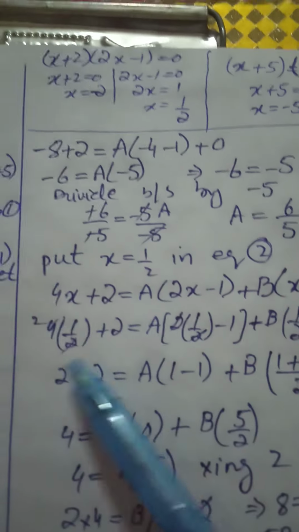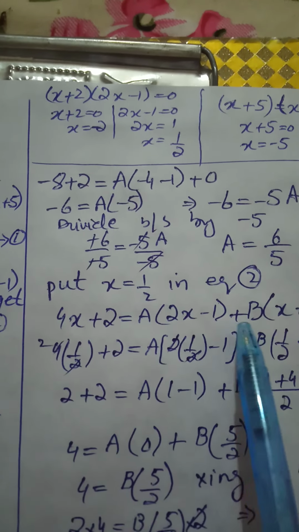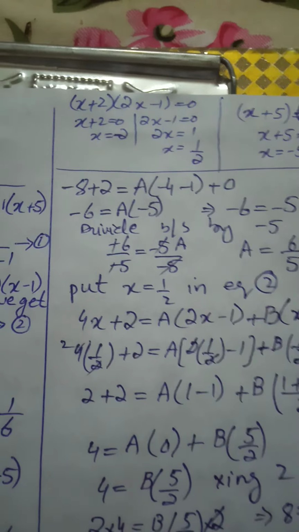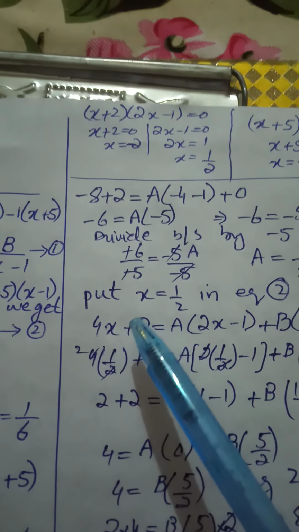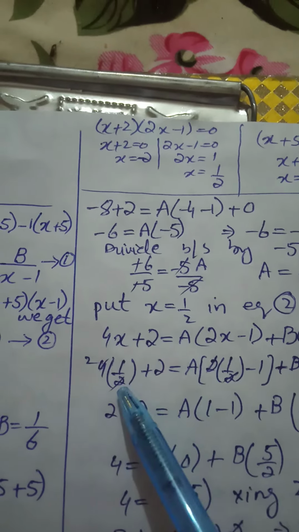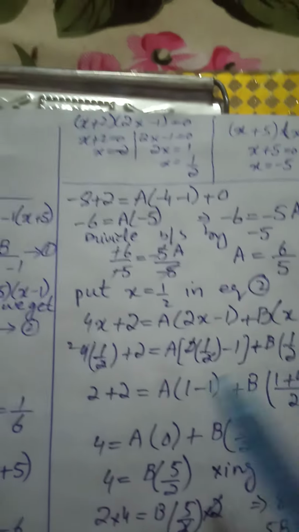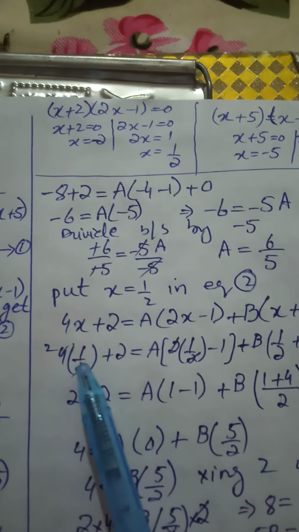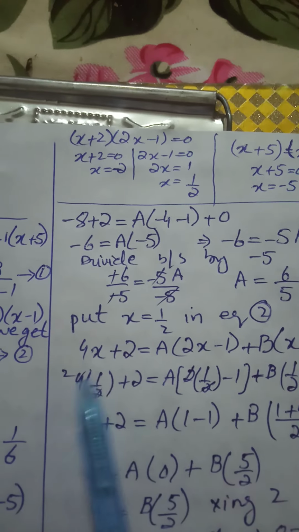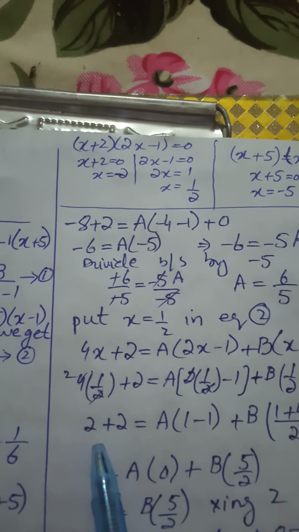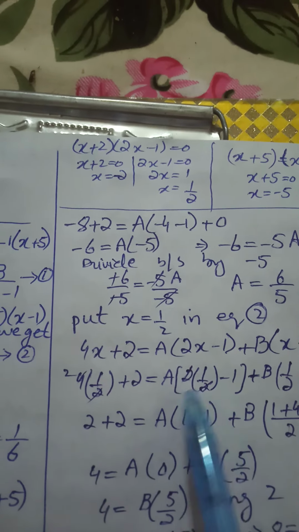Let me write again this equation 2. So this is 4x plus 2 into 2x minus 1 plus b into x plus 2. Here we can put x is equal to 1 by 2. So this is 1 by 2, this one will be 1 by 2, this will be 1 by 2. So 2 1s are 2, 2 2s are 4. So they will cancel. Just 2 plus 2 will be on the left side. Similarly, a into 2 2 will be cancelled.